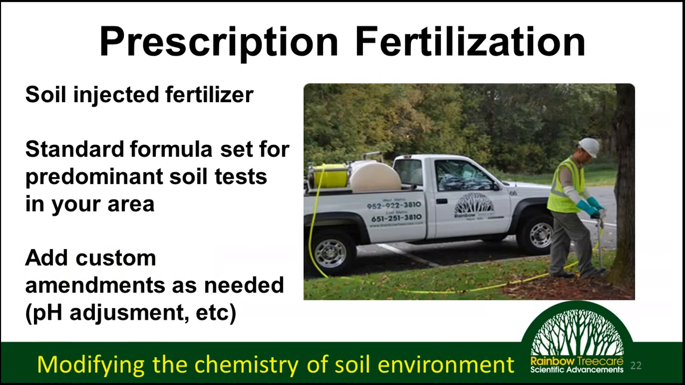So if we're just looking purely at that chemistry level of soil properties, the soil environment, you can always do fertilization, soil injected fertilizer. We do quite a lot of that. We have a standard formula that we set up at Rainbow Tree for the predominant results from the soil tests that we get in our area. We know that we tend to have high pH soils and it's low in potassium. I've seen a lot of low manganese in our area typically. So we'll just build a kind of a standard formula that works for that. We can add custom amendments to that as needed. If it's a really high pH, then add extra sulfur, that kind of thing.